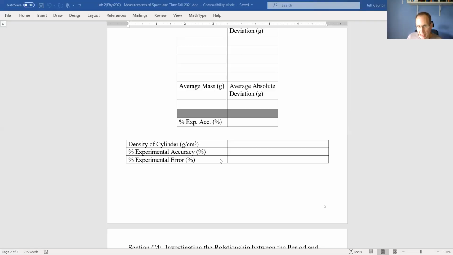So now you have all the information for this table, right? You have the density of the cylinder. This is your experimental density. You have the percent experimental accuracy for density and the percent experimental error, where you compare this value to 2.7. Okay, and that's it for the density of the cylinder part of the lab. In fact, that's all that physics 206 has to do for lab 1.